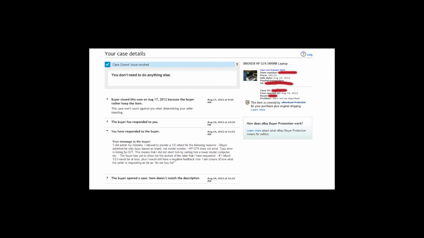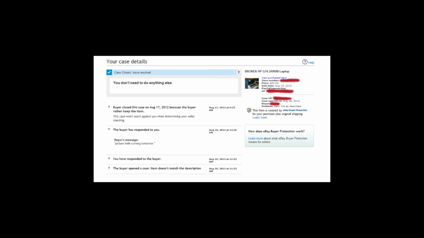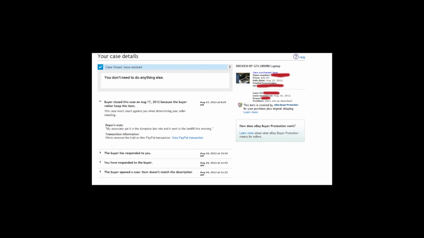So let's look at what the buyer responded to the seller after that. Okay, so the buyer's response is that a picture is forthcoming tomorrow. So let's skip to the next day and see what the buyer then states. Okay, so now the buyer says that my associate put it in the dumpster last night and it went to the landfill this morning. He closed the case and said he would rather keep the item. Now, this is concerning because the buyer suddenly did not have the item and didn't send proof of it, even though he said he would send proof the next morning.